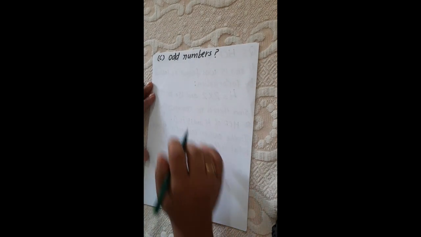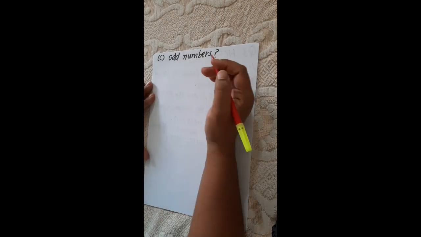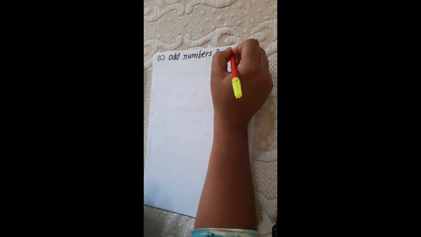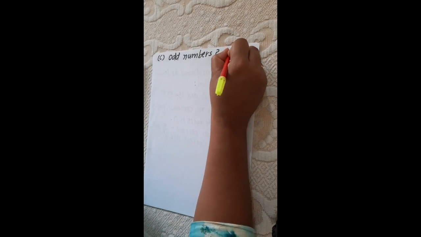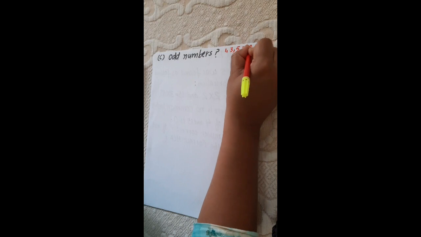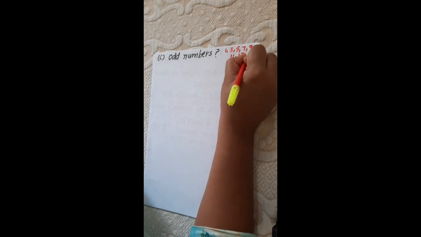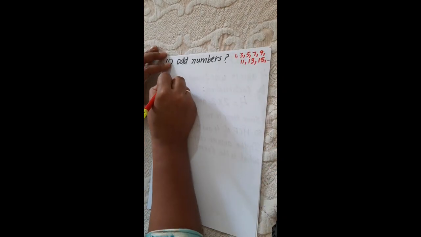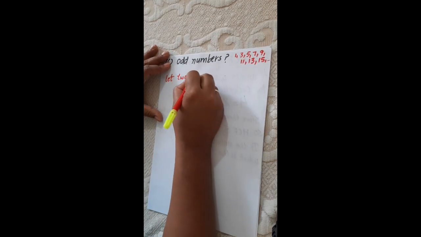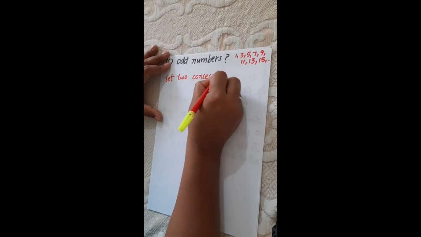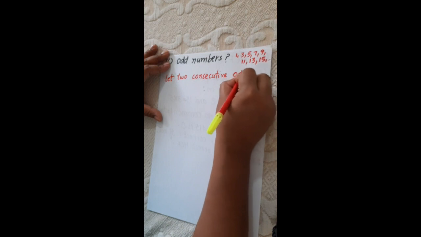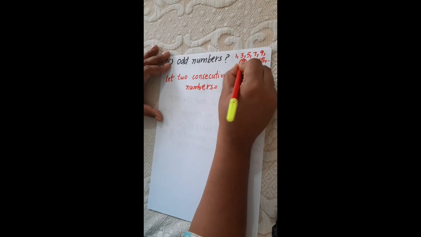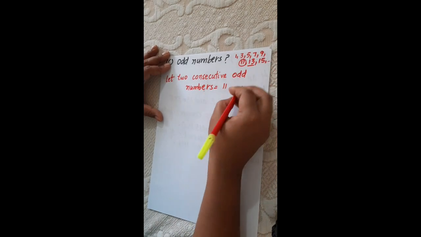Here the C part, you have to find the highest common factor of two consecutive odd numbers which are not the multiple of 3, like 1, 3, 5, 7, 9, 11, 13, 15, and so on. You can take any two consecutive odd numbers. Let two consecutive odd numbers, you can take any number. If I take 11, so the next odd number is 13.